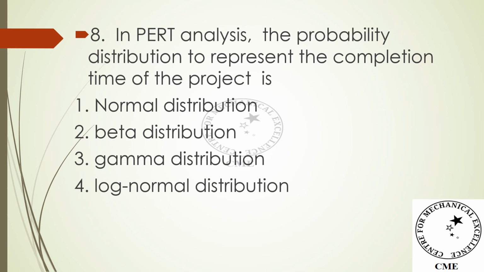Next question. In PERT analysis, the probability distribution to represent the completion time of the project is. Option 1, the normal distribution. Option 2, beta distribution. Option 3, gamma distribution. Option 4, lognormal distribution. The correct answer is option 1, normal distribution.